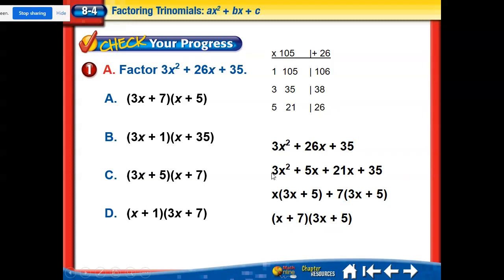It's now a grouping, so I'm going to do the first two here. Only thing I can take out is x. 3 and 5 don't divide. So it's x out in front, so 3x plus 5. What about 21 and 35? Well, I can divide by 7. You can always kind of look at the first one to see what needs to be there. It needs to be a 3x. Well, 3 times what is 21? So we're taking a 7 out. And 35 divided by 7 is 5. So we have x plus 7 and 3x plus 5.